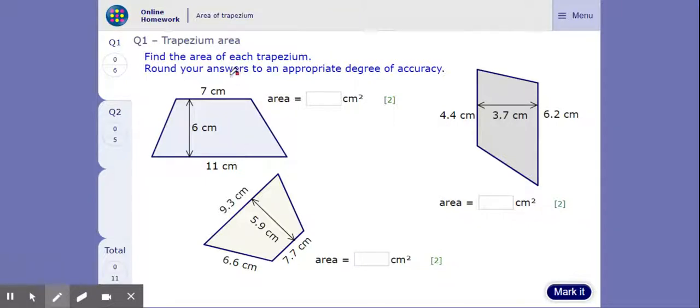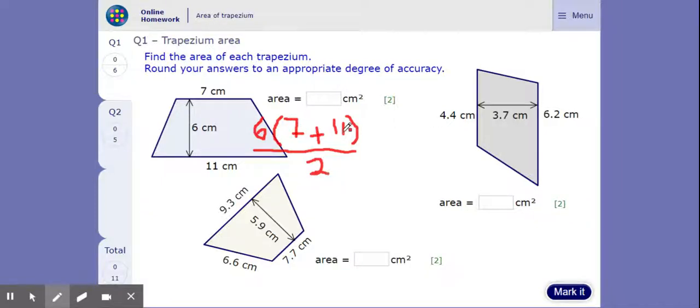So if we look at this first trapezium, we need to add up the parallel sides. Now that's that one, 7, and this one, 11. So it's 7 add 11. Sorry, I'm trying to draw with a mouse. And we're going to multiply that by the height. So we're going to multiply that by 6. So I can just write a 6 in the front. So it's like multiplying by brackets. And I divide all of that by 2 to get the area of a trapezium.